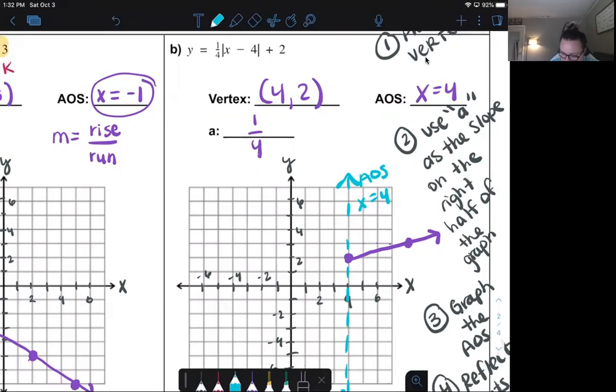And then I'm going to reflect this point across the axis of symmetry. So this point is 1, 2, 3, 4 away from it. So I'm going to go 1, 2, 3, 4 over here and plot this point. And if I wanted to, I could create some more points over here by using this slope of up 1 and then to the left. So up 1 and then 1, 2, 3, 4. Just for fun, I'm going to extend it that way. There we go. And there we are. We've got a graph of our absolute value function, y equals 1/4 times the absolute value of x minus 4 plus 2.